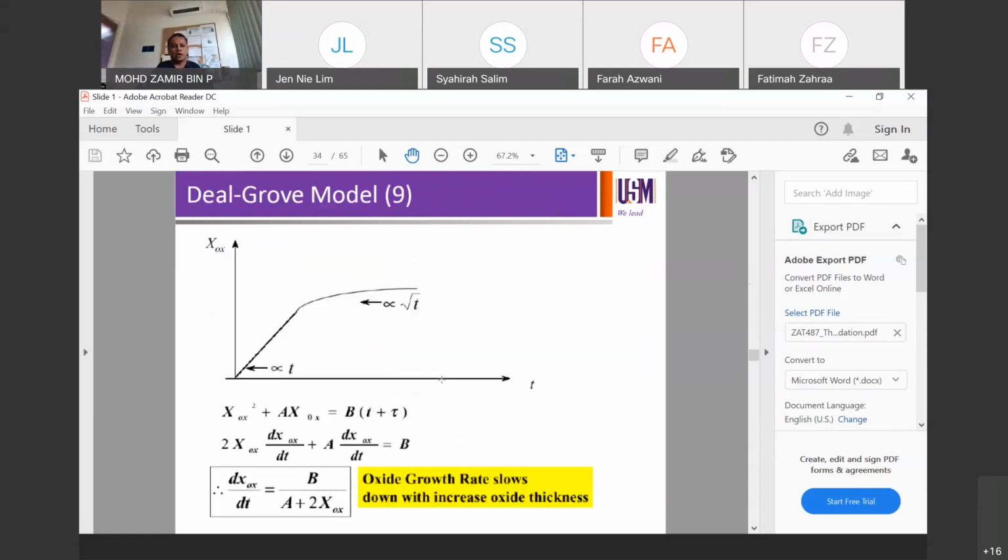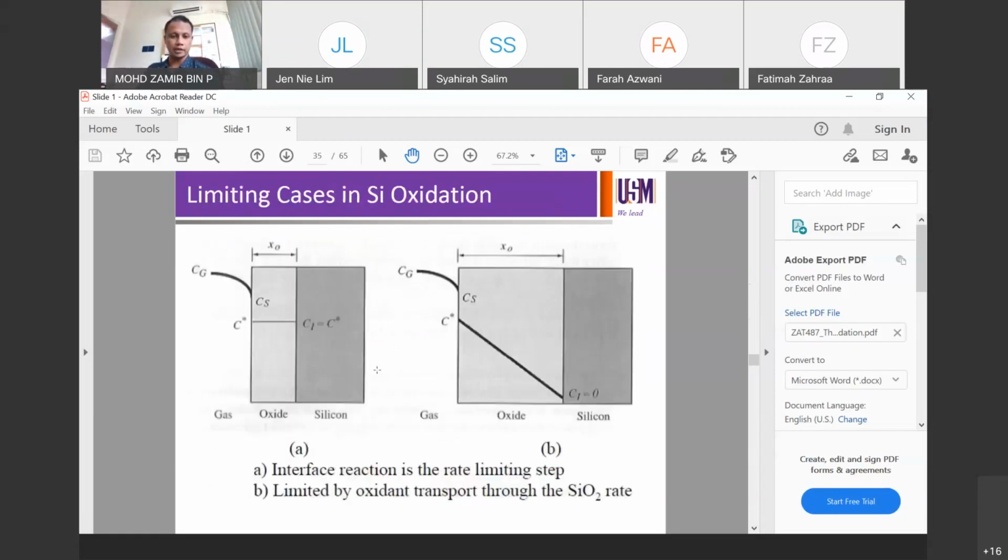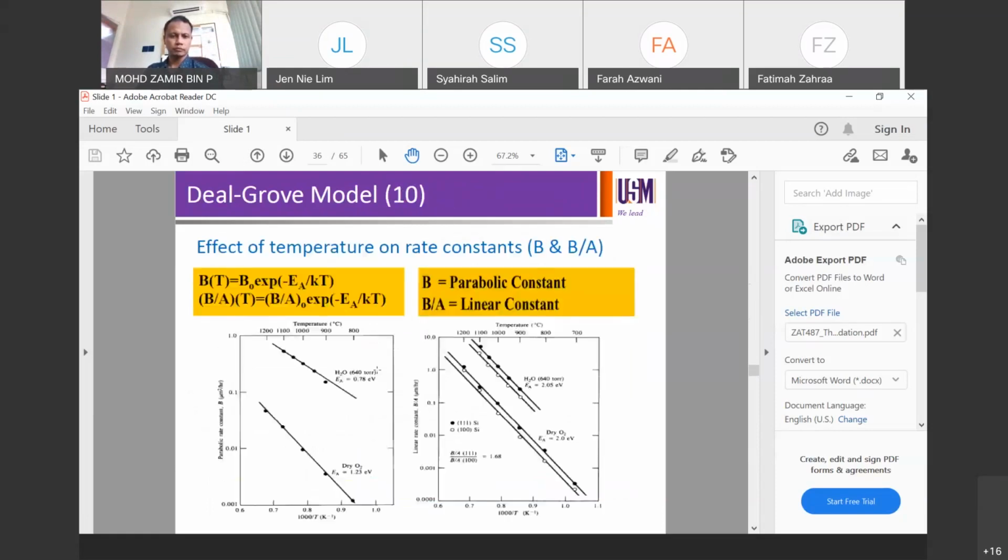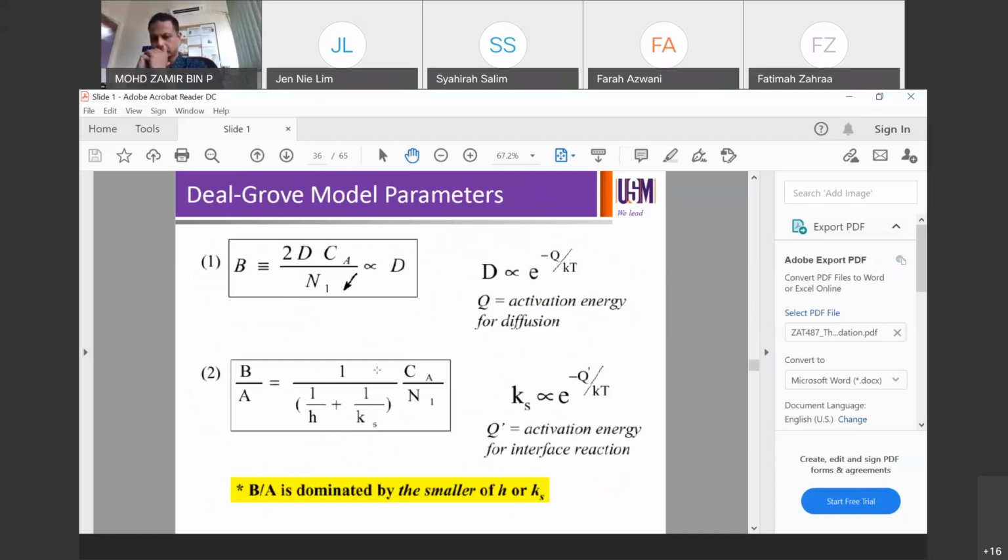Okay, so is it okay so far? It will become a lot clearer when you do your calculation, plugging your parameters into the equation to be able to get your thickness. So do you get the essence of the process? Deal-Grove model? Is it okay? Okay or not okay? So far, okay?